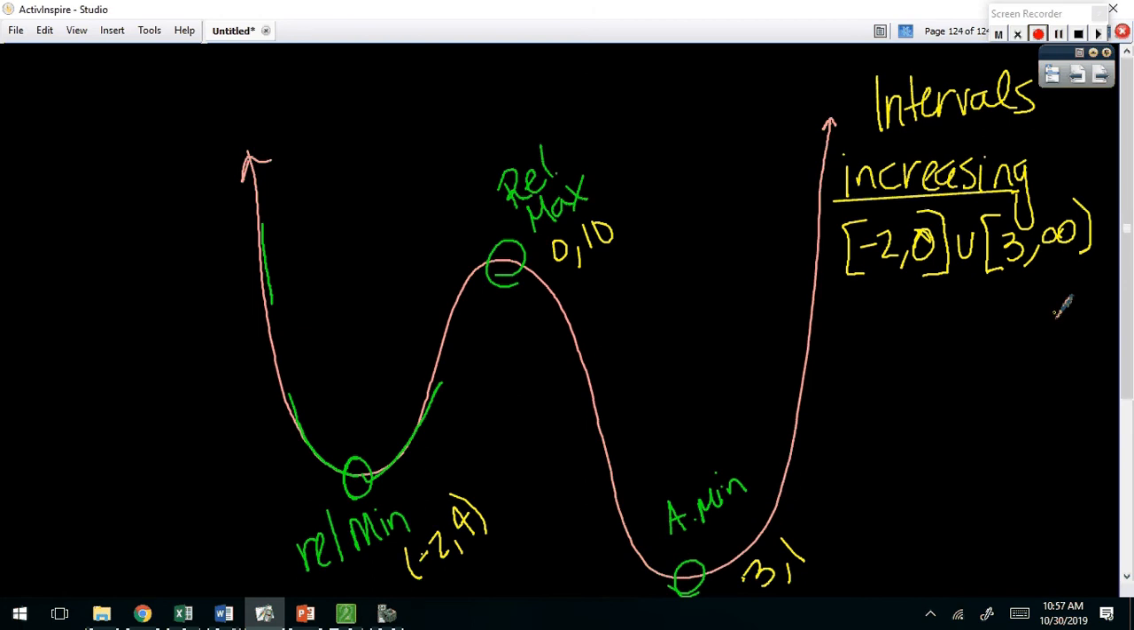Does everybody see what we did? As I trace left to right, am I going up or down? Here's where I start increasing. I start at -2. It goes up, up, up. It changes direction here, right? So it stops at 10, it starts going down, and then at 3, it changes again and starts going up. So I've got 2 intervals there on which the function is increasing.